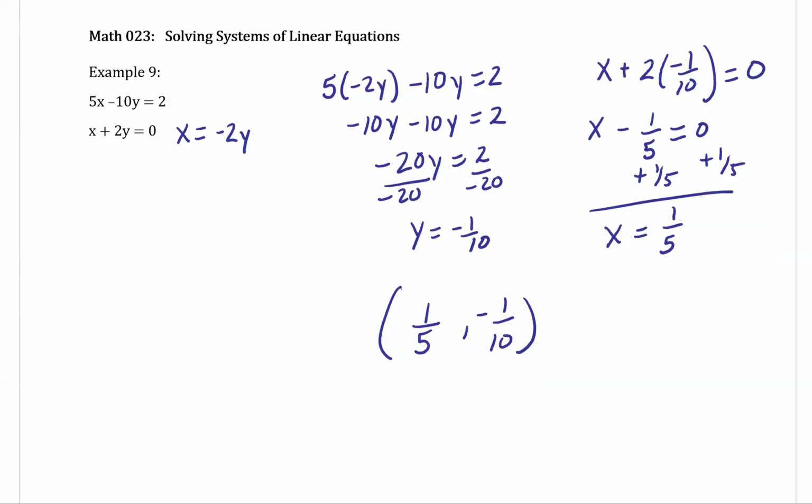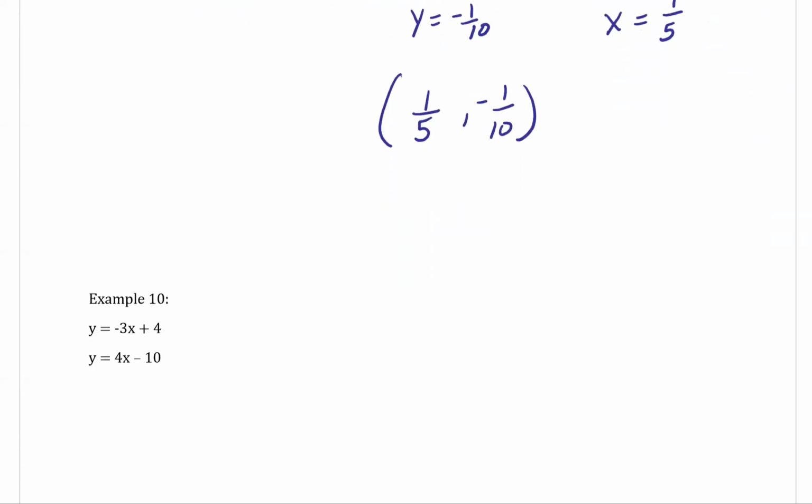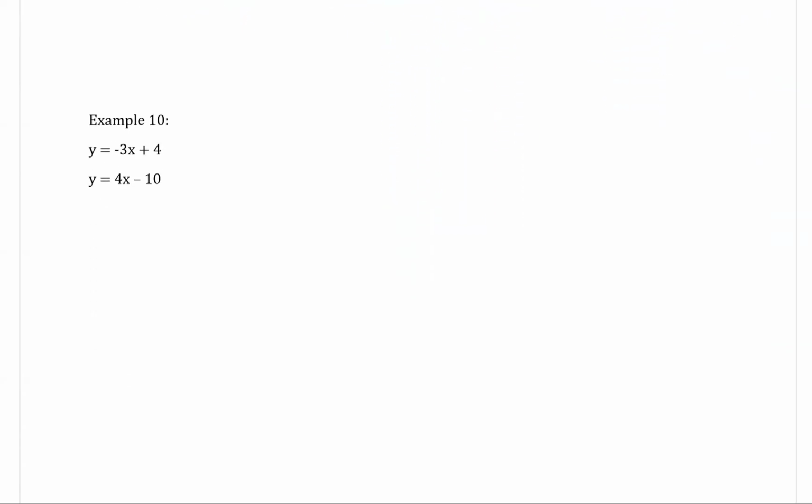And number 10, you might notice that both equations are solved for y. If both equations are solved for the same variable, you can set them equal to each other. So they're both equal to y. So let's just set 4x minus 10 equal to negative 3x plus 4. You can think of it as I'm substituting in for y.